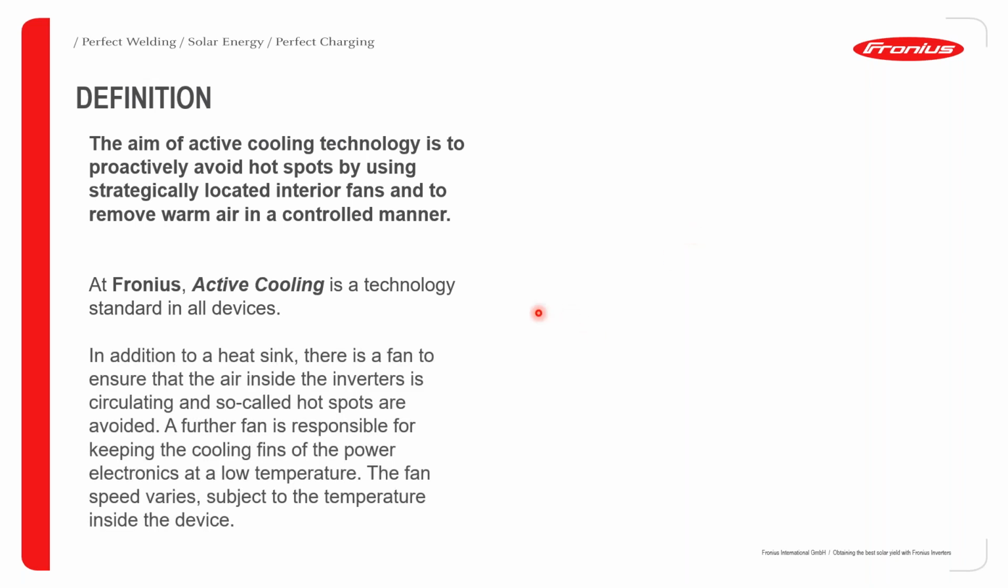So at Fronius, active cooling is a technology that is standard, just like the dynamic peak manager. Active cooling is standard for all Fronius inverters. Therefore, in addition to a heatsink, there is a fan that ensures that the air inside the inverter is circulated, and therefore no hotspots are created or developed. Further, a fan can be put right inside the electronic boards to ensure that this air maintains a very low temperature. Of course, the speed of the fan will vary, and this is temperature controlled.